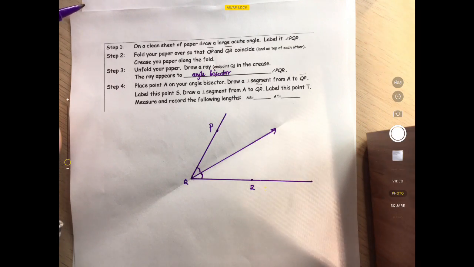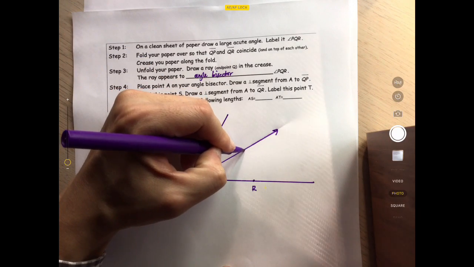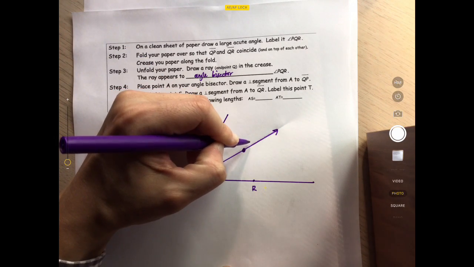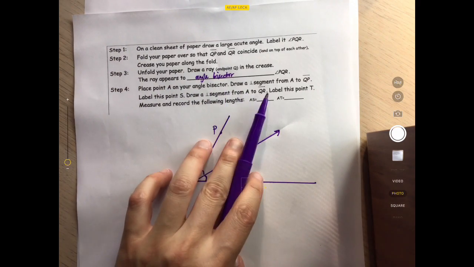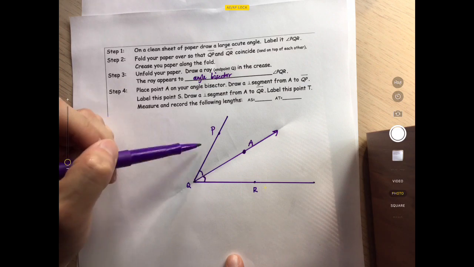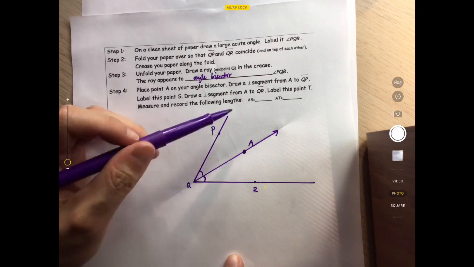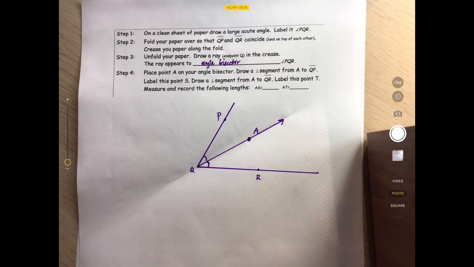Okay. I'm going to place a point A somewhere on my angle bisector. Okay, so we'll say that's A right there. And we want to draw now perpendicular lines from this point to each of these sides of the triangle. Okay, so I'll show you how to do this.